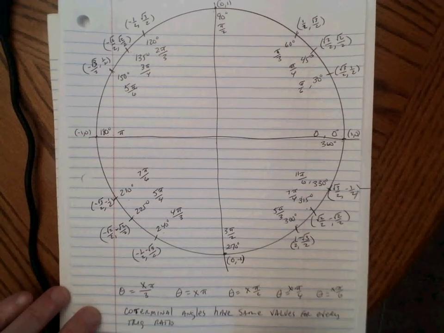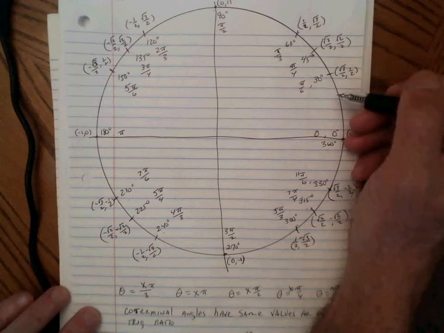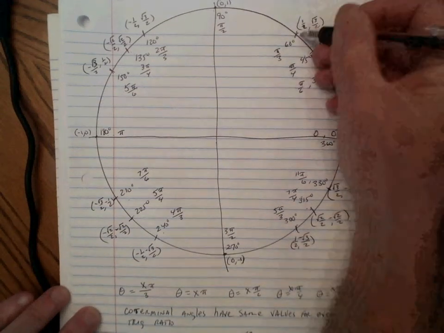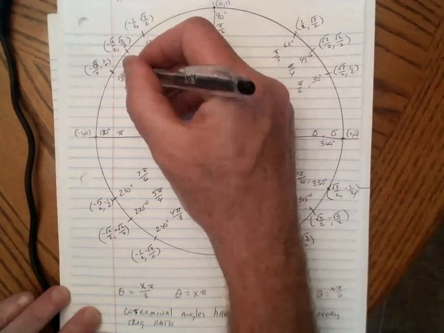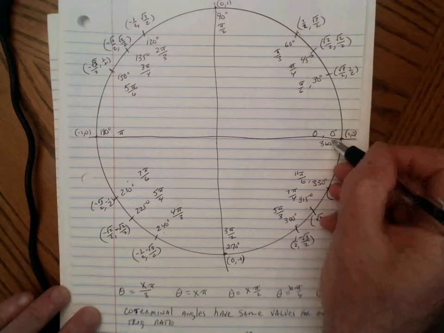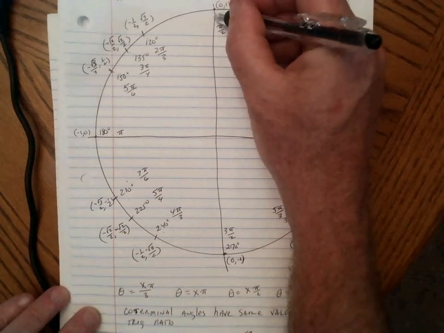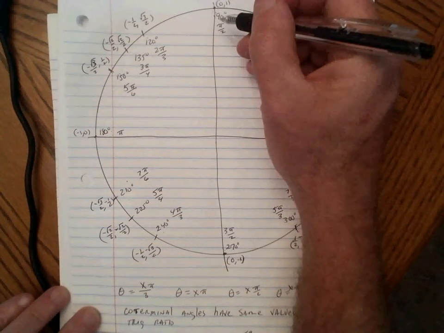If we want to find the sine of 15 pi over 6. Every 30 degrees is a pi over 6. So we can count 1 pi over 6, 2 pi over 6, 3 pi over 6, 4 pi over 6, 5 pi over 6, 6 pi over 6, 7 pi over 6, 8 pi over 6, 9 pi over 6, 10 pi over 6, 11 pi over 6, 12 pi over 6, 13 pi over 6, 14 pi over 6, 15 pi over 6.